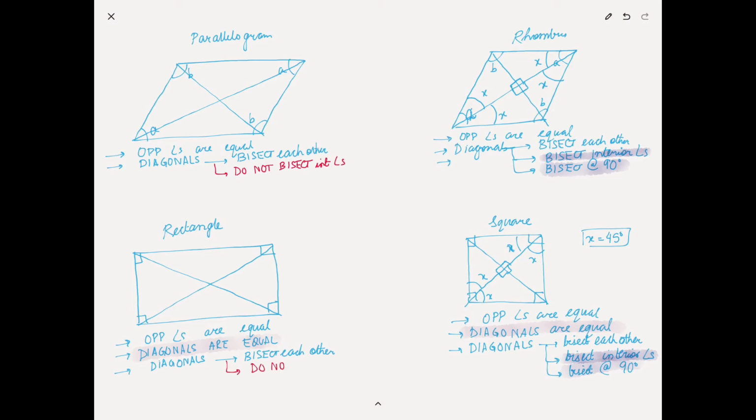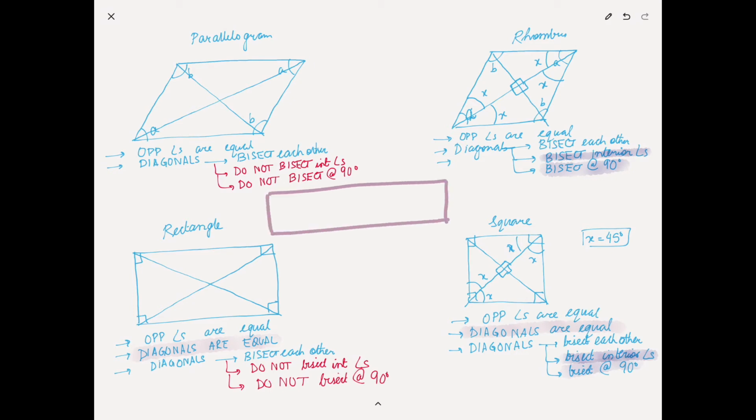So diagonals bisect each other for a rhombus and for a square. The other thing that is special for a rhombus and a square is that the diagonals bisect at a 90-degree angle. Now if you look at a parallelogram and a rectangle, their diagonals do not bisect interior angles and their diagonals do not bisect at 90 degrees. However, diagonals bisect each other in all four cases. And because these are quadrilaterals, the interior angles add up to 360 degrees.